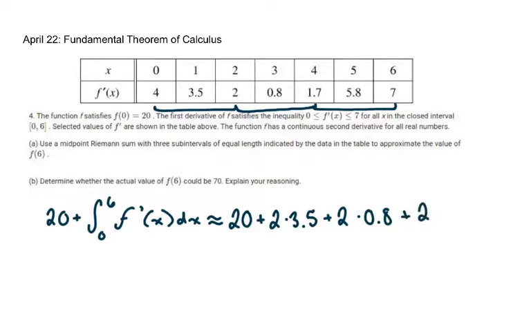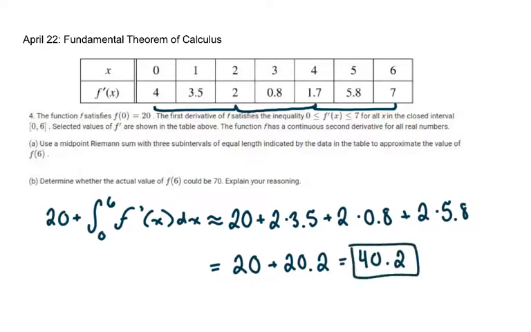2 wide and a midpoint height of 5.8, which for part A gives us 20 plus 20.2, which is equal to 40.2 as the approximation of f of 6.